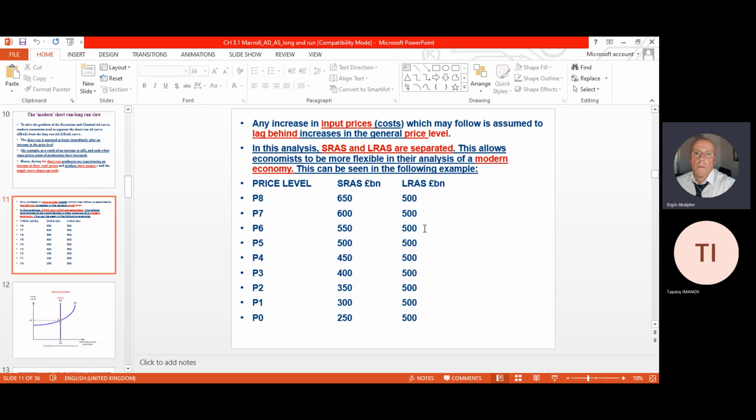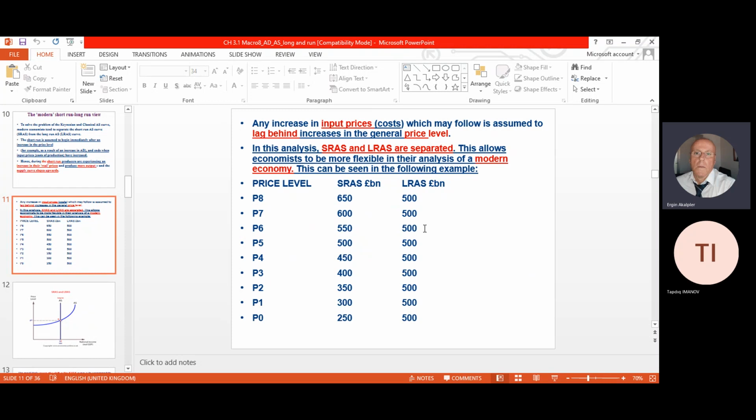Any increase in input prices, the so-called cost, which may follow, is assumed to lag behind increases in the general price level. In this analysis, short-run aggregate supply and long-run aggregate supply are separated, as indicated in the table. This allows economists to be more flexible in their analysis of a modern economy. This can be seen in the following example.